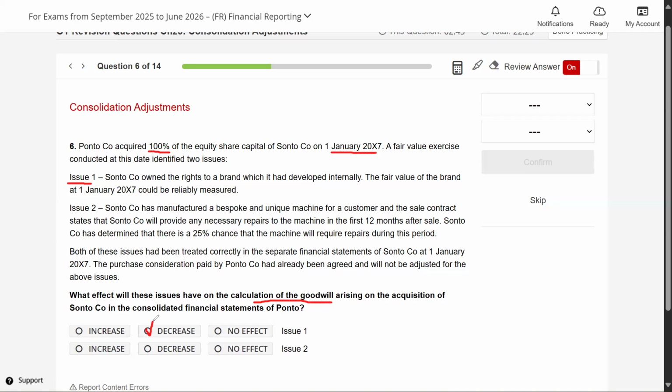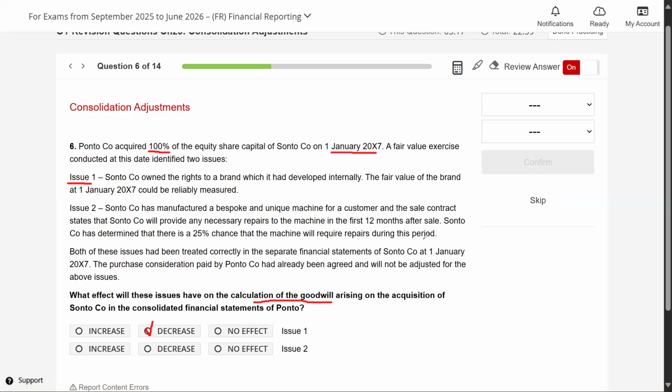Or I could take this to the Excel sheet to explain. It's clear. Okay, excellent. Okay, the second issue is Sontoco has manufactured a bespoke and unique machine for a customer, and the sale contract stated Sontoco will provide any necessary repairs to the machine in the first 12 months after sale. Sontoco has determined that there is a 25% chance that the machine will require repairs during the period.